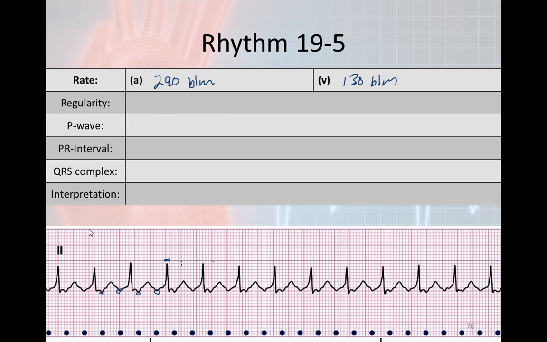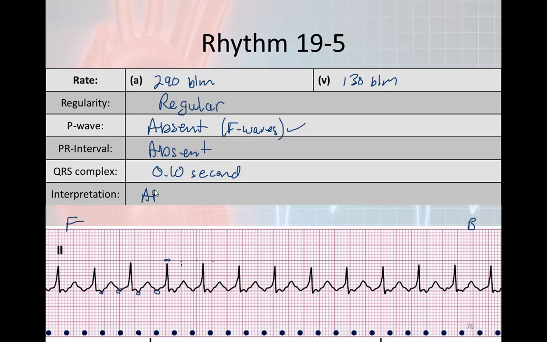Regularity. Well, if we march it from the front side of the strip to the back side of the strip, I'm betting that this is going to be regular. But use your calipers and make sure. P waves are absent because there are F waves. PR interval is absent. The QRS complex, while the rhythm looks ugly, you can tell the QRS is still quite narrow, steeply angled and sharply pointed. So we're going to say 0.10 second. Here you have your F waves, which tells me that this is an atrial flutter.